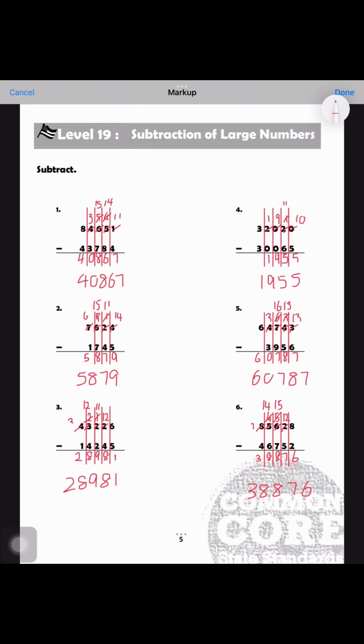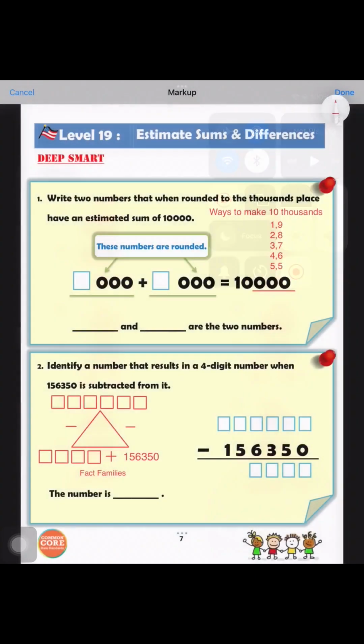So you may check whether your answers are correct. Let's turn to page 7. So there are different ways to make 10,000s. The combinations are 1 and 9, 2 and 8, 3 and 7, 4 and 6, and 5 and 5. Therefore, if we have to write down two numbers that were rounded to the thousands place, have an estimated sum of 10,000, it may be 1,000 plus 9,000. So 1 and 9 are the two numbers.